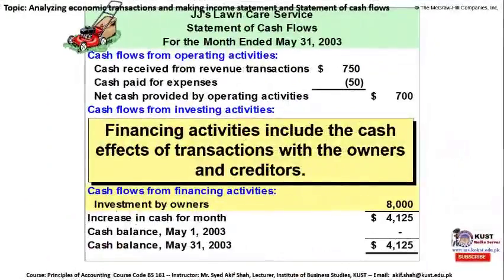The final section is cash flow from financing activities. The rule says financing activities include the cash effect of transactions with the owners and creditors. Like if the owner is depositing a certain amount of money in the business, we have to mention that amount in the financing activities. Or the other way around, if the company is looking to borrow a certain number of dollars from the bank, in that case you have to mention those transactions in the financing activities.